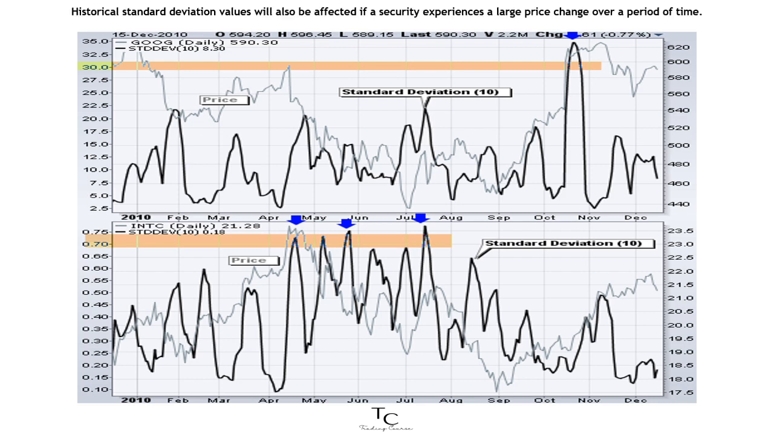Historical standard deviation values will also be affected if a security experiences a large price change over a period of time. A security that moves from 10 to 50 will most likely have a higher standard deviation at 50 than at 10. On the shown chart, the left scale relates to the standard deviation.